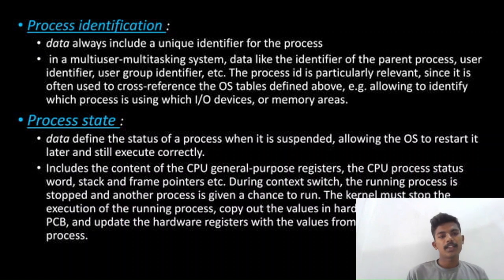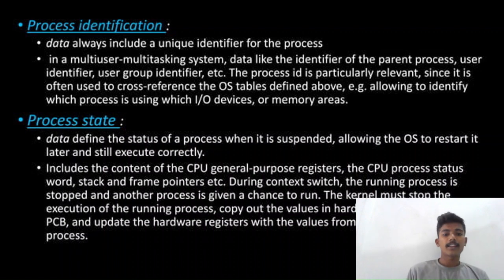First, process identification. So data always include a unique identifier for the process. In a multi-user multitasking system, data like the identifier of the present process, user identifier, user group identifier, etc. The process ID is particularly relevant since it is often used to cross-reference the operating system tables defined above. For example, allowing to identify which process is using which input-output devices or which process is using what memory areas.